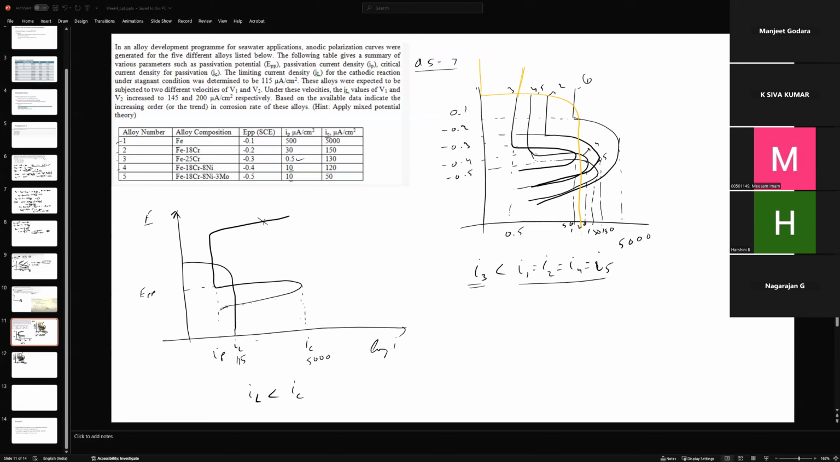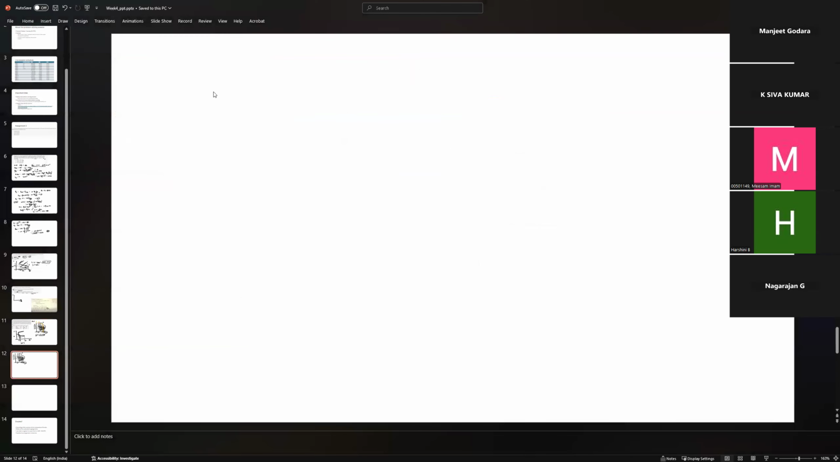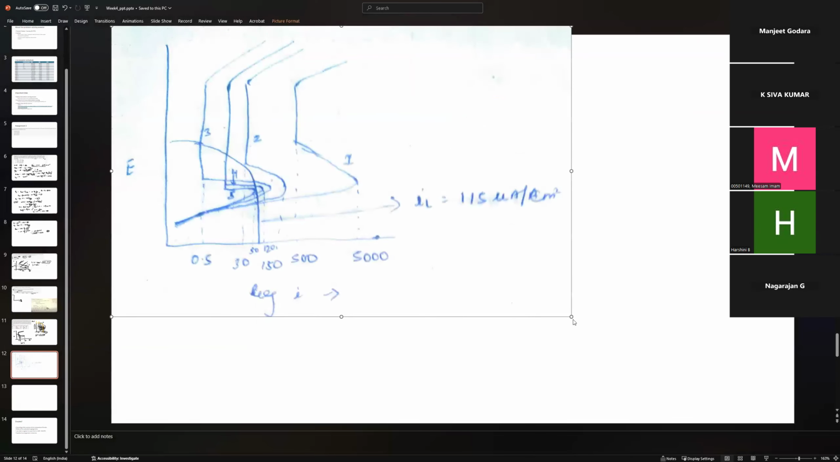I just copied from the solution. Confusing myself. Okay.